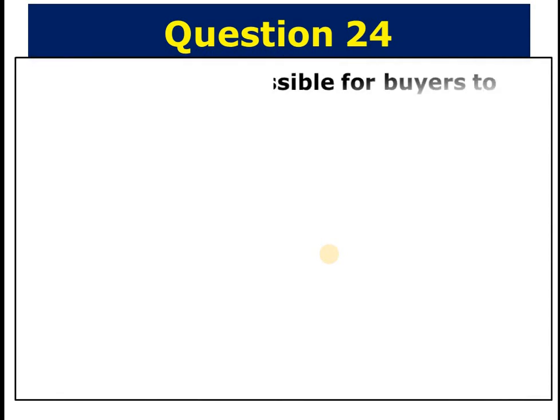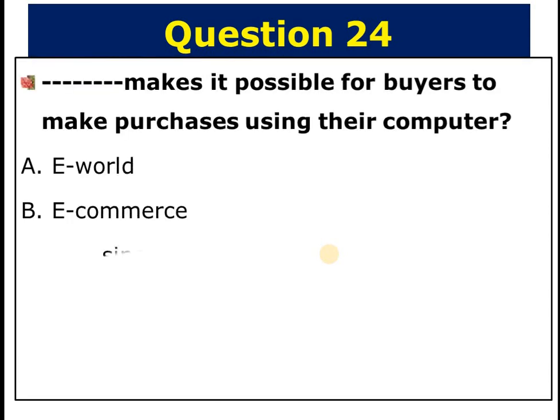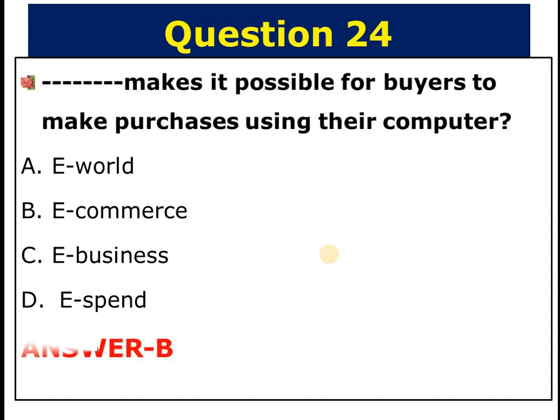Question 24. Blank makes it possible for buyers to make purchases using their computer. A. E-World, B. E-commerce, C. E-business, D. E-spend. The answer is choice B, e-commerce.